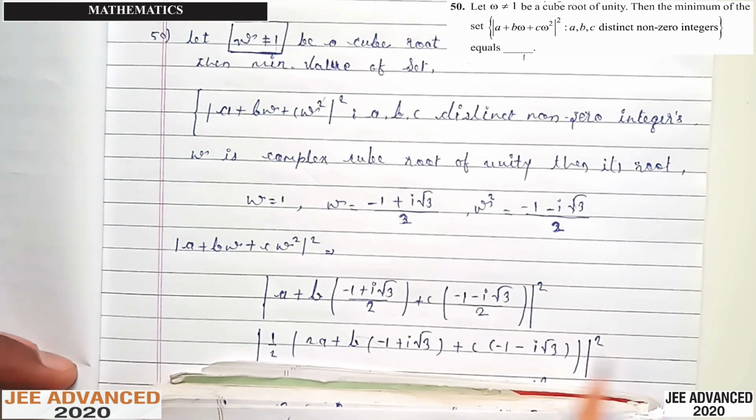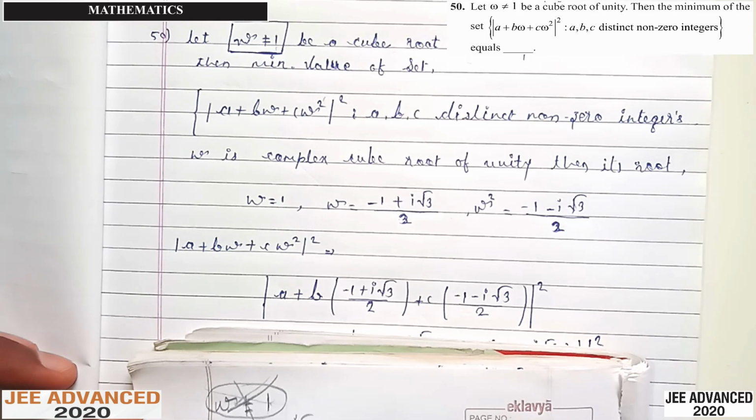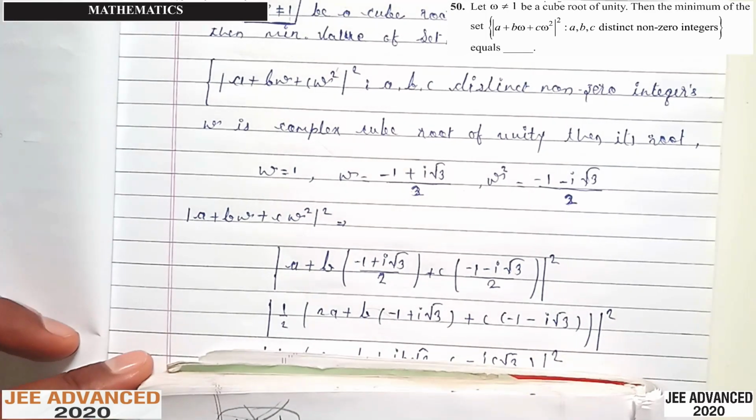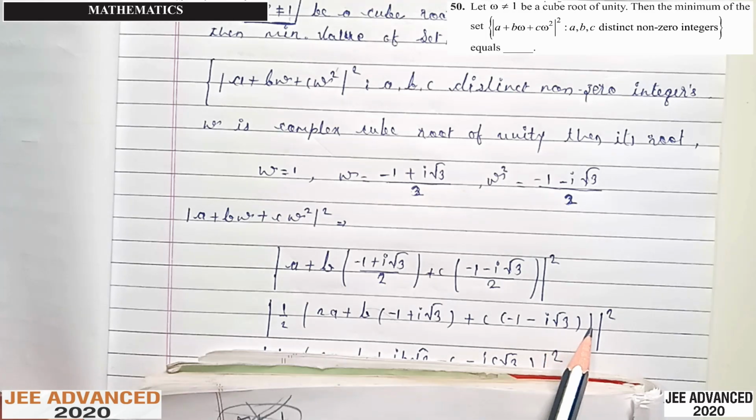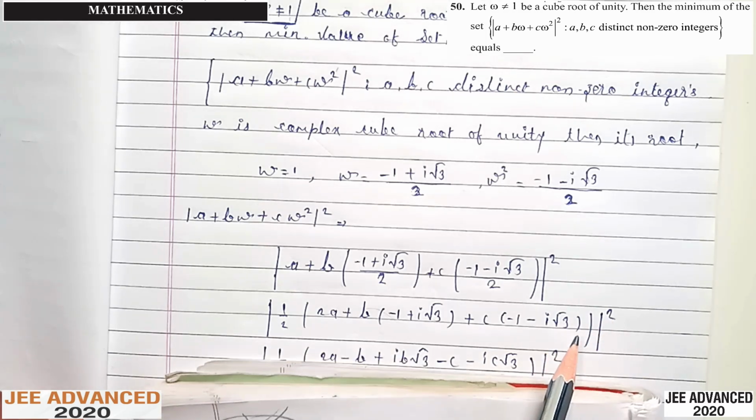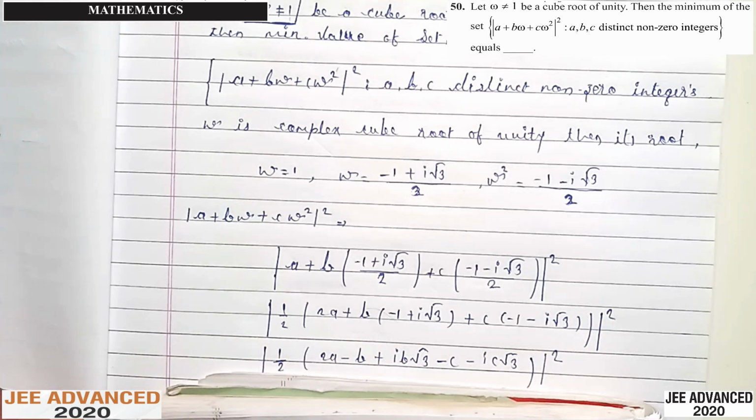So now we have to go for the further calculations. We have to find out the expanded form of a plus b omega plus c omega square. Just go for the calculation. First of all, take 1 by 2 common from there. After taking 1 by 2 common, the remaining value is 2a plus b under bracket minus 1 plus i root 3, plus c under bracket minus 1 minus i root 3, complete bracket square. Now we have 1 by 2 over here.